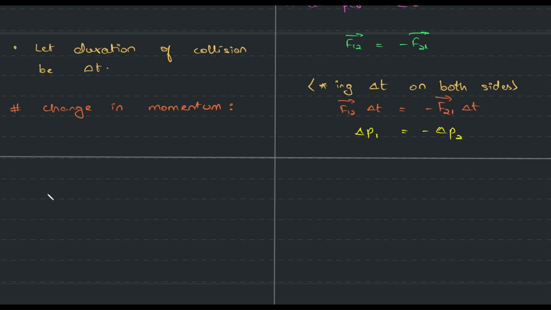So if I rearrange, delta P1 plus delta P2 will be equal to 0. What does this mean? This implies that there is no change in momentum. So all of this is equal to 0, is it not? Or I can do this also.